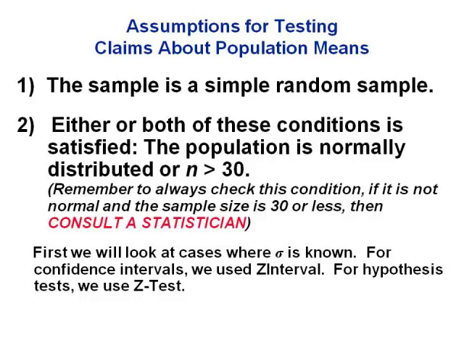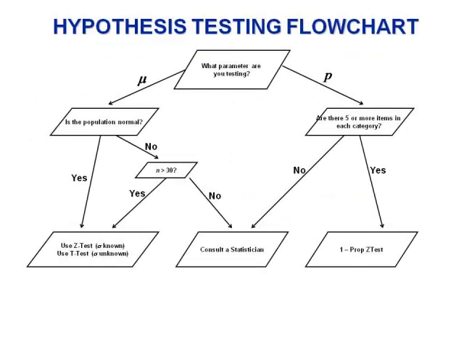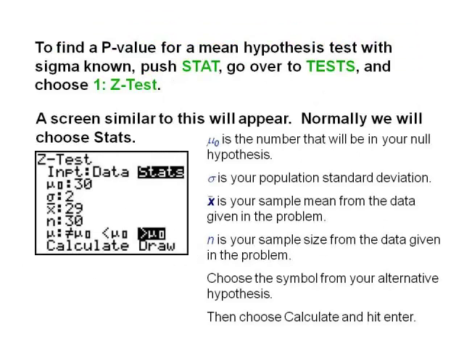Remember that when we're dealing with means, we do need our sample size to be larger than 30 for the calculations to work well. So we will need to check that as we go. In the flowchart, we'll be going down the left now with the mean and then checking whether the population is normal, or if it's not normal, is the sample size larger than 30, and so on. And in the calculator, instead of the z-interval, we'll be using a z-test, and it's the very first choice when you go into stat tests.